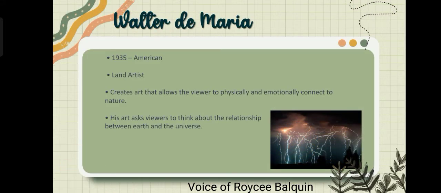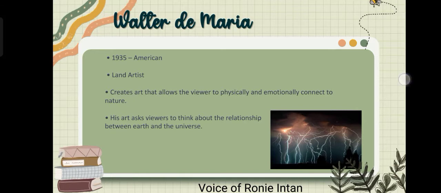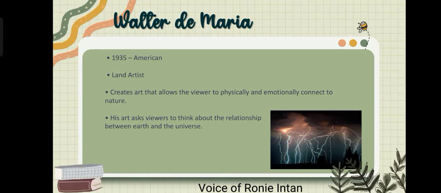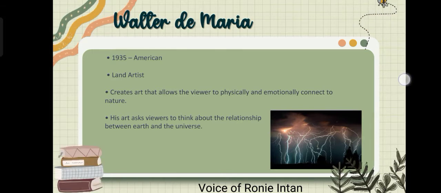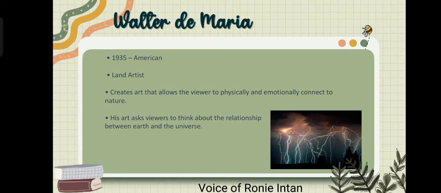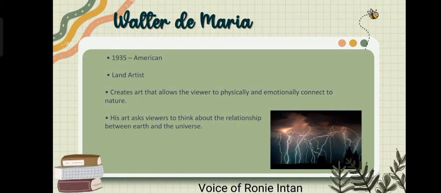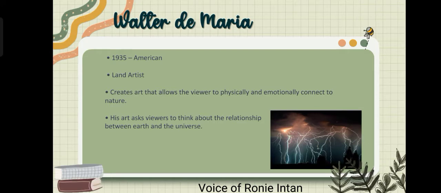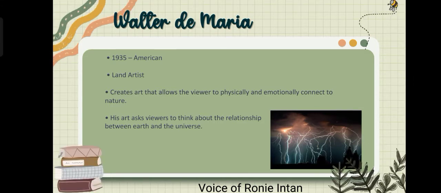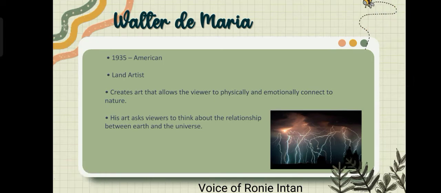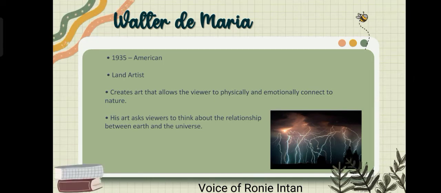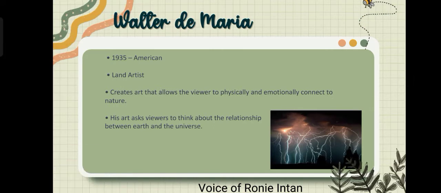Walter de Maria, 1935, American artist, creates art that allows the viewer to physically and emotionally connect to nature. His art asks the viewer to think about the relationship between art and the universe. The name of the artwork is The Lightning Field, 1977, consisting of about 400 stainless steel poles placed in a one mile by one kilometer grid.